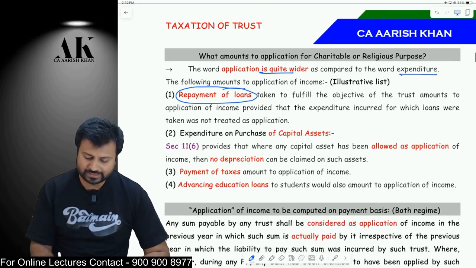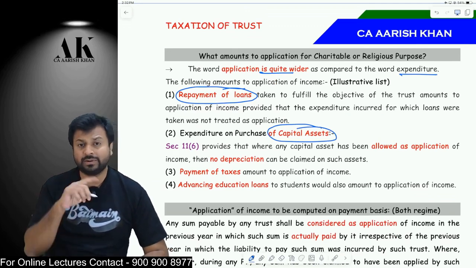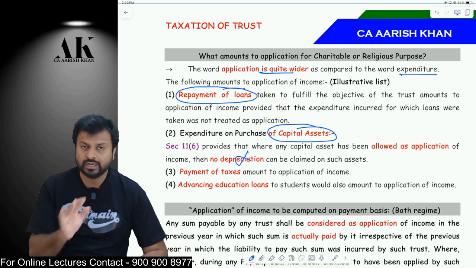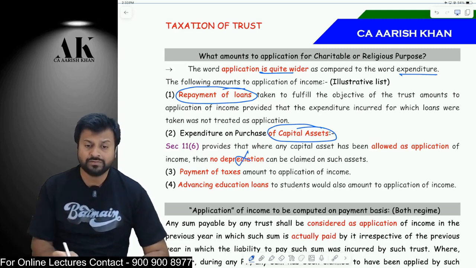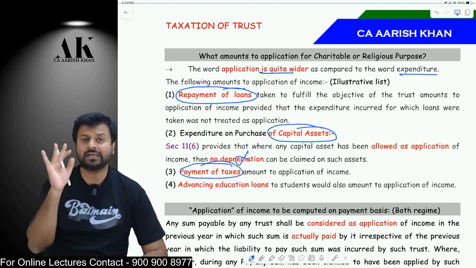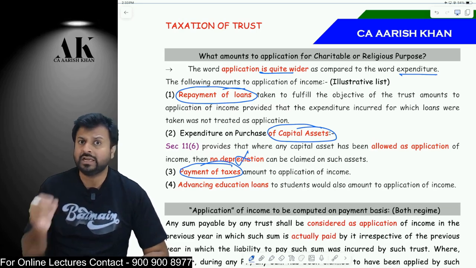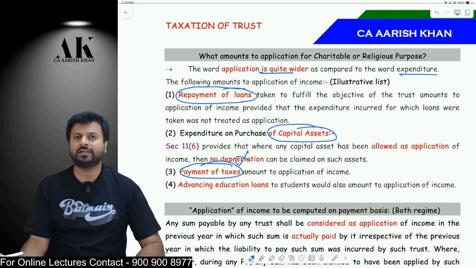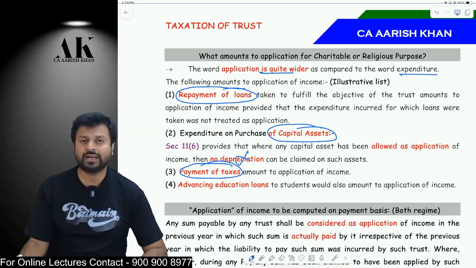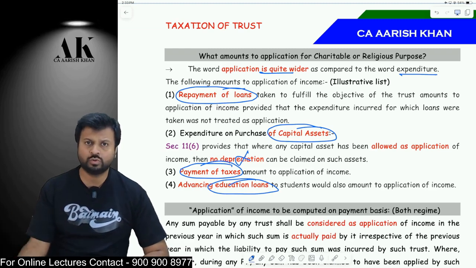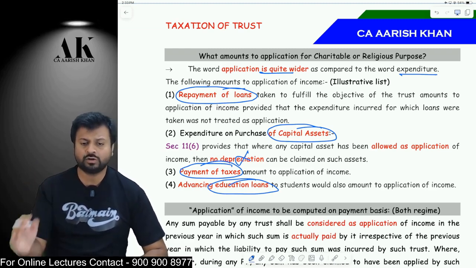If you have purchased some asset, that will also be considered an application, but on that asset you will not get depreciation. Depreciation will not be allowed. Plus, if you are paying taxes, even income tax is considered an amount of application. Income tax is generally not allowed as a deduction under PGBP, but here even that is allowed. If you are giving education loans to your students in the school or college, that is also considered an application of income.